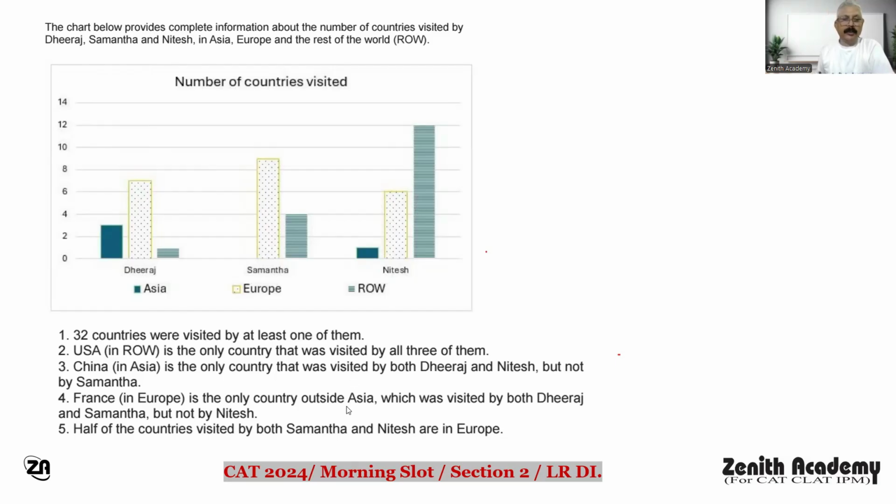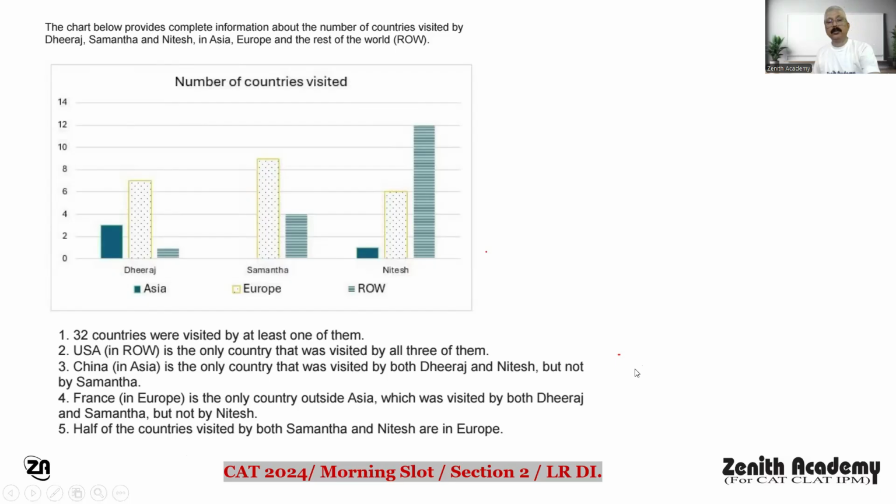And here the conditions are: 32 countries were visited by at least one of them. USA in rest of the world is the only country that was visited by all three of them. China in Asia is the only country that was visited by both Dheeraj and Nitish, but not by Samantha. France in Europe is the only country outside Asia which was visited by both Dheeraj and Samantha, but not by Nitish. Half of the countries visited by both Samantha and Nitish are in Europe.